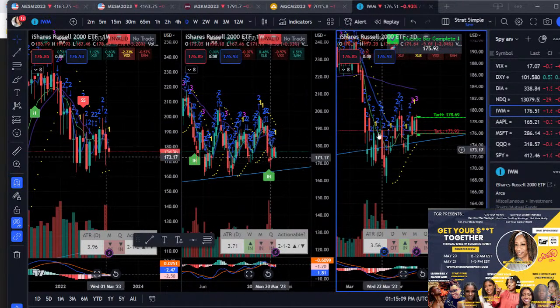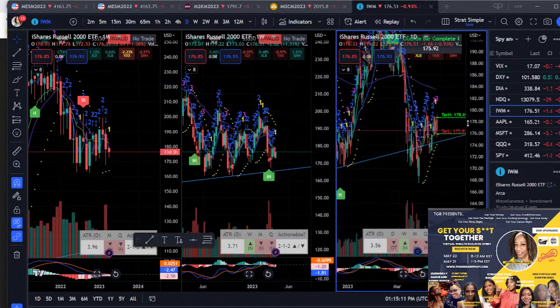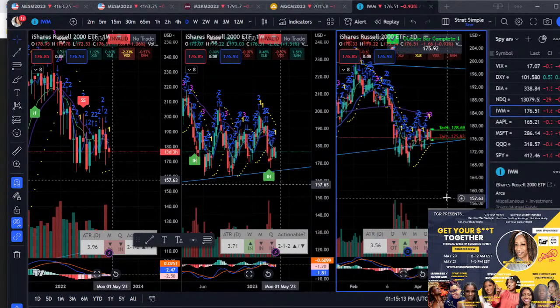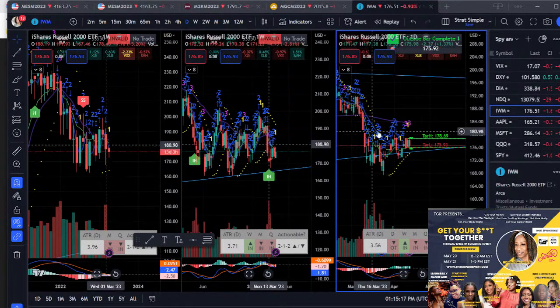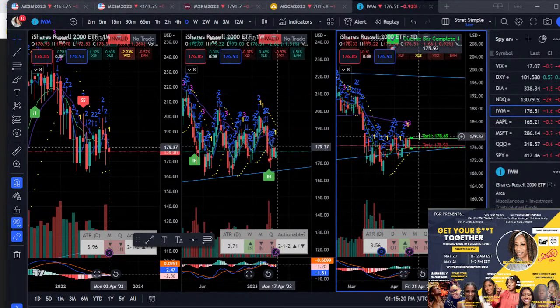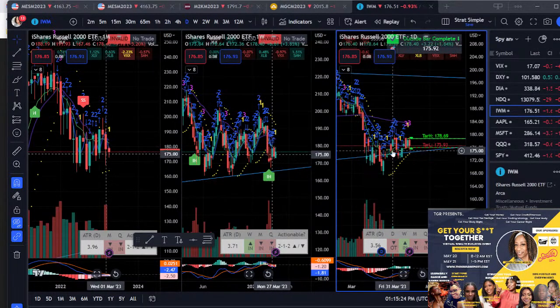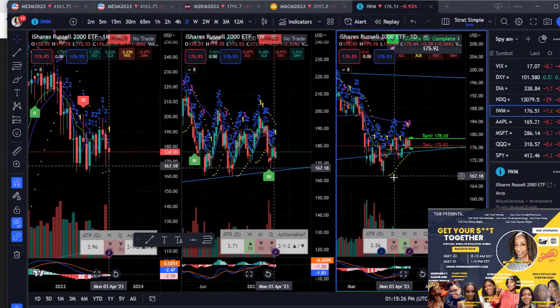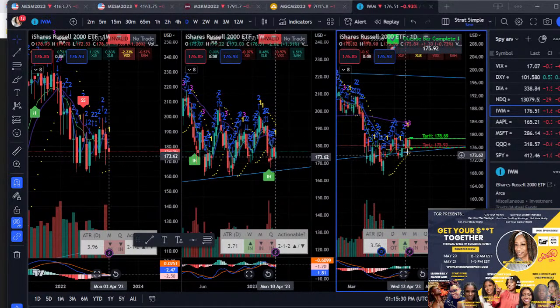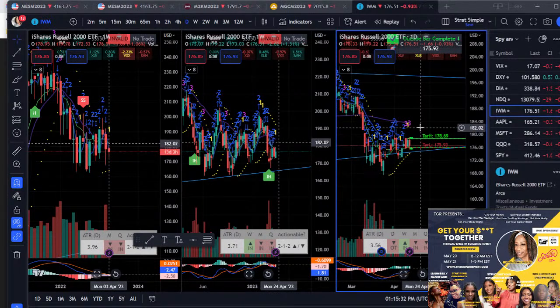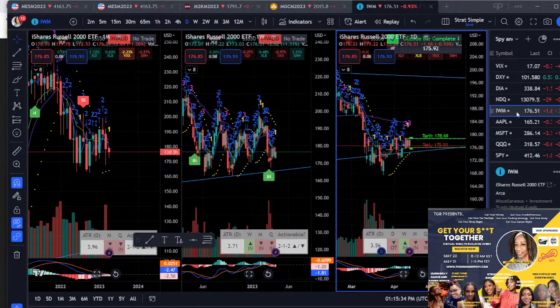But again, this is still kind of range bound. If anything, on this daily, it's almost looking like a bear flag. So it could even come up, touch that gap and then die, or it can move up. This also could be a little inverted head and shoulders, but it needs to break out. So we'll have to see what it does.